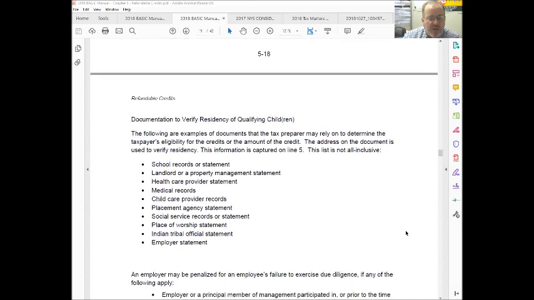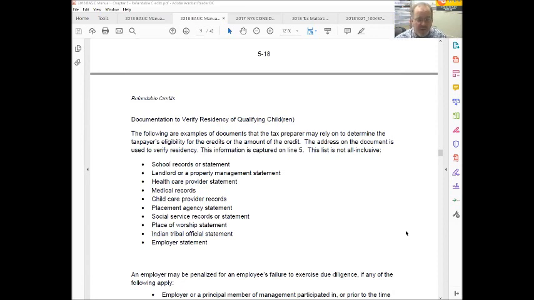Here's the documentation I was talking about. Again, earned income credit is for lower incomes, based on your filing status or your income and the number of possibly qualifying children. This is what gets you the credit, and one of the tests is residency. They have to live with you. You don't get an earned income credit if you're claiming a child but you're separated and they're living with mom and not living with you. You don't get that earned income credit.